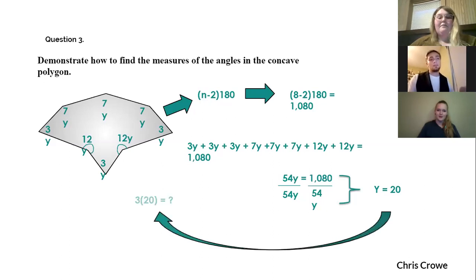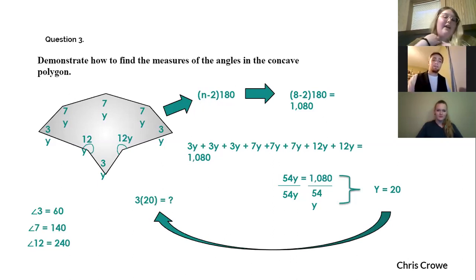Okay. Wow, you did that really well. Yes, thank you. From there, it's a simple matter of multiplying 3 by 20 to give us 60. And then plugging y into the 7 and the 12, which will give us 140 and 240 respectively. I like how we only have to find one y to find all of them: 7, 3, and 12. Right. It's taking one brick and the entire structure crumbles at your feet and the answers are revealed. Like dominoes.